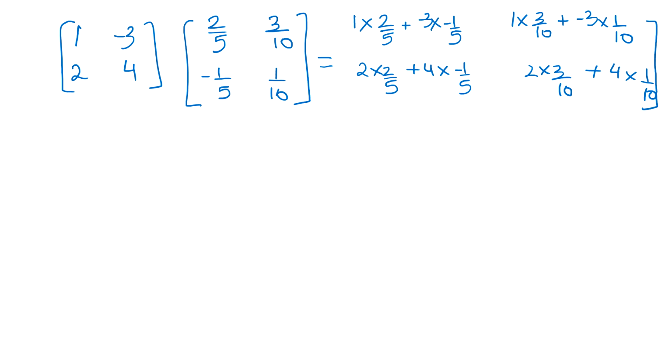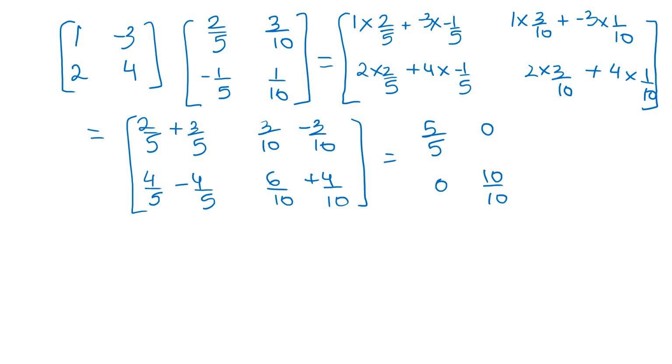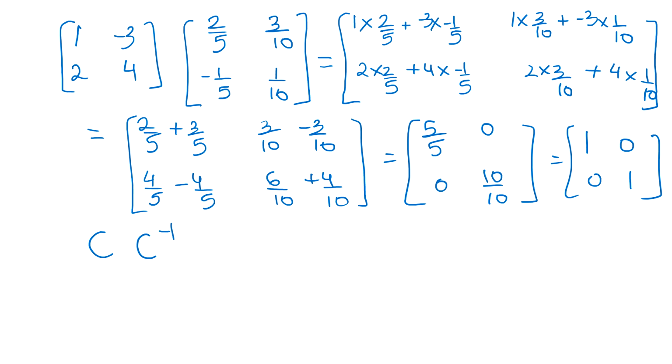Okay, so let's evaluate this. That becomes 2 fifths. Minus and minus is plus, so plus 3 fifths. Next, 3 tenths minus 3 tenths. Next, 4 fifths minus 4/5 and 6/10 plus 4/10. Okay, and finally that's 5/5. That becomes a 0, that's a 0, and that's 10/10, which means this gives us 1, 0, 0, 1. And this confirms that when you multiply the matrix C by its inverse, you get the identity matrix.